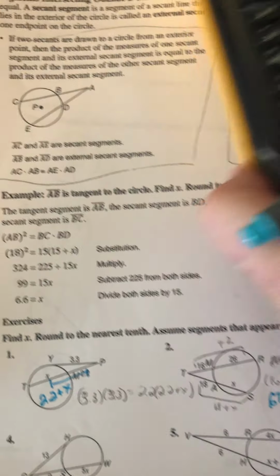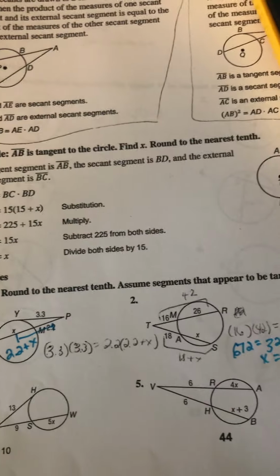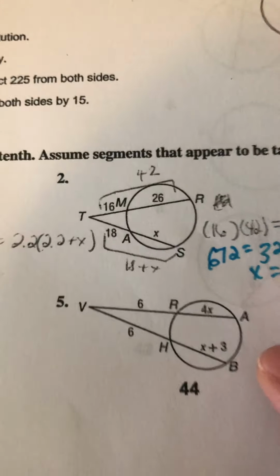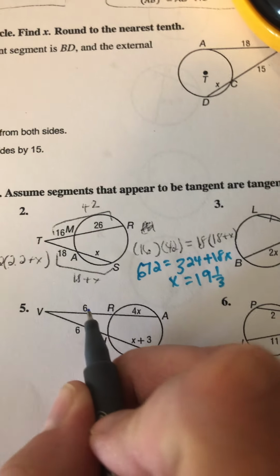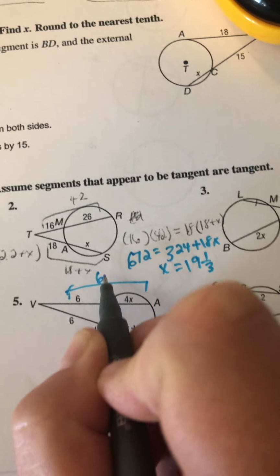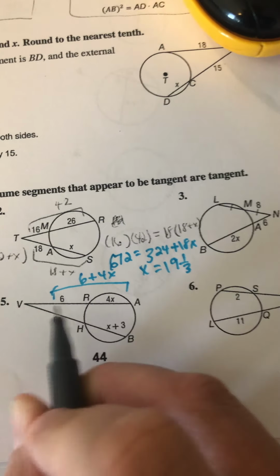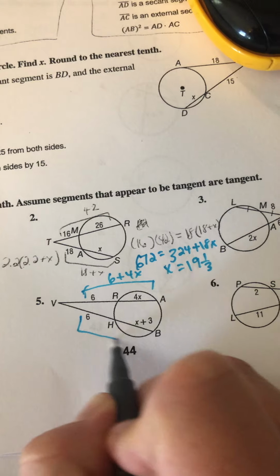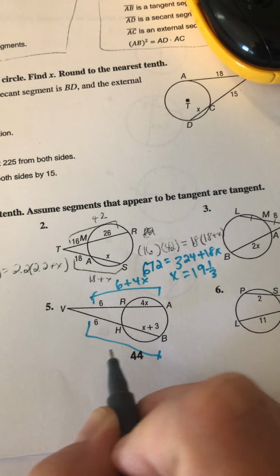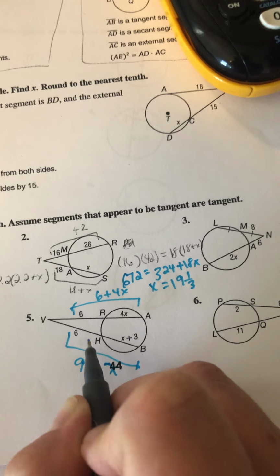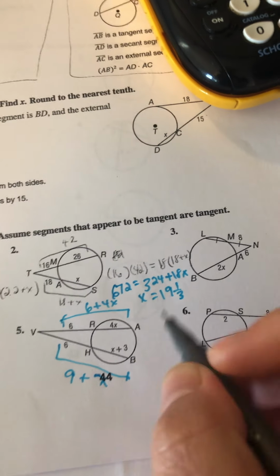So again, when they cross on the outside, it's the part on the outside times the whole thing equals the part on the outside times the whole thing. So we're going to take a look next at number 5. We're going to mark this whole thing would be 6 plus 4x, that whole segment from V to A. And the whole segment from V to B, we're going to add 6 plus x plus 3. So that would be 9 plus x, because 6 plus 3 is 9.